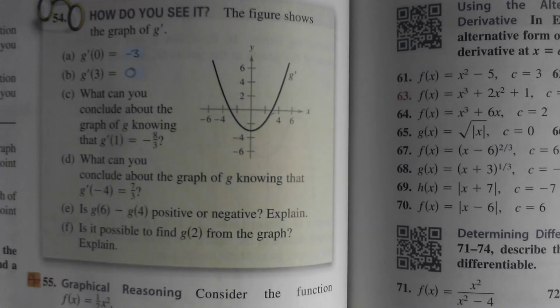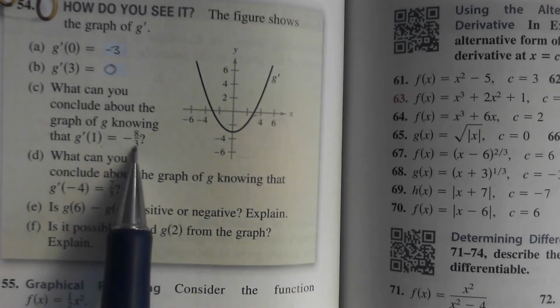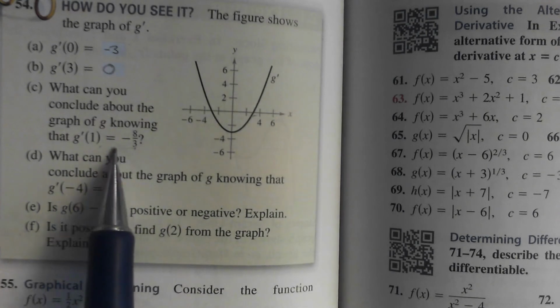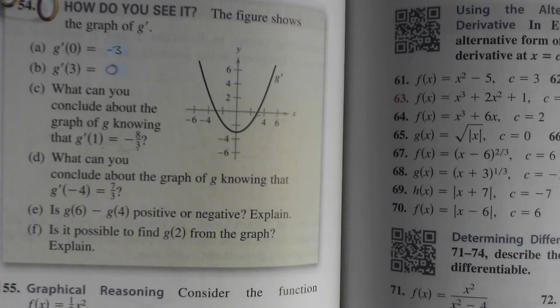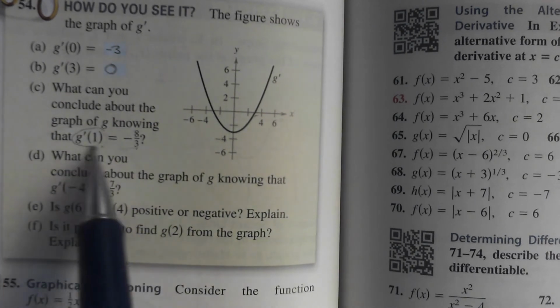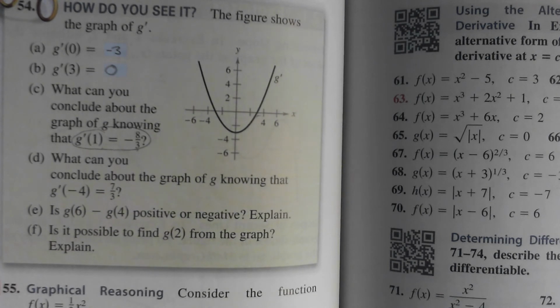So what can you conclude about the graph of g? Okay, here's another piece of information. Knowing that g prime of 1 is -8/3, what does that mean about the original graph? How could you put that into words, Abby? What does this mean in words? That the slope on our original graph at 1 is -8/3.